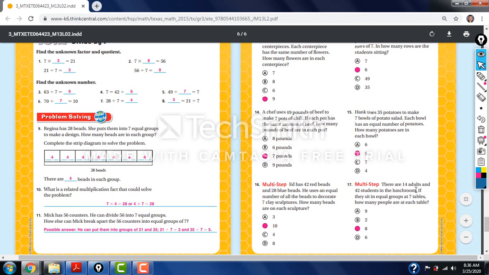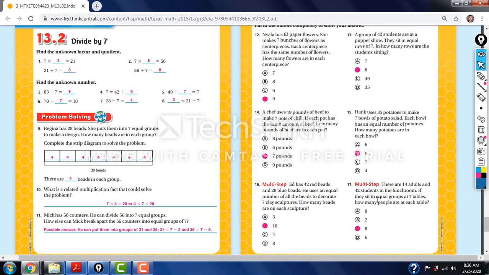The next one: there are 14 adults and 42 students in the lunchroom. They sit in equal groups at 7 tables. How many people are at each table? Again, you can divide 14 by 7, that's 2. 42 divided by 7, that's 6. Add those 2, that gives you 8. Or add both of them: 42 plus 14 gives you what? 56. Very good. 56 divided by 7 equals 8.